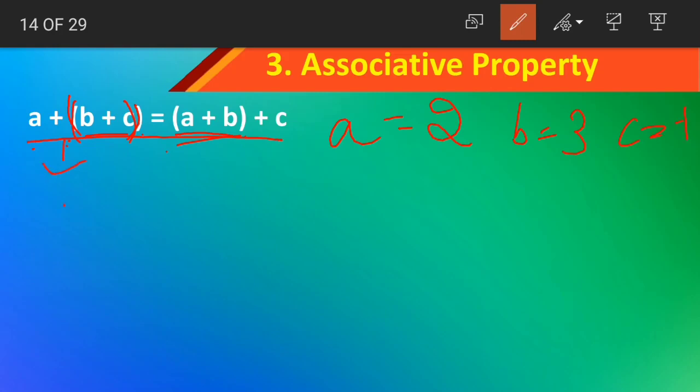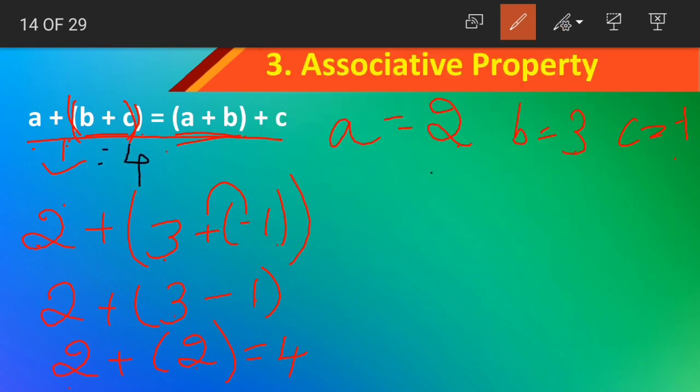Now a plus b plus c. 2 plus brackets open 3 plus of minus 1. As a is equal to 2, b is equal to 3 and c is equal to minus 1. Here plus into minus becomes minus. 2 plus 3 minus 1. Now what is the answer of 3 minus 1? 3 minus 1 is nothing but 2. Now what does 2 plus 2 become? 2 plus 2 is equal to 4. Understood? 2 plus 2 is equal to 4. This is our LHS. We got 4 as the answer.